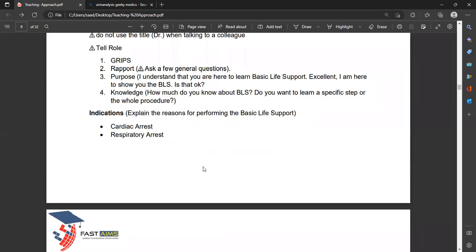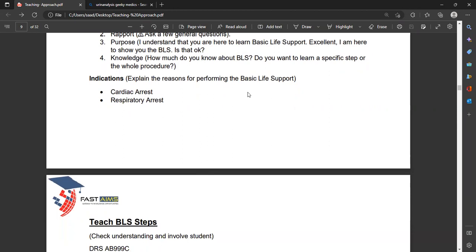And then check knowledge. So Rio, what is your understanding about BLS? What is your understanding about basic life support? What do you already know? Do you know when we perform this BLS? You can ask 1 question among the 3 questions that I have just said. He would probably say, doctor, I do not know anything. In most of the teaching scenarios, the student would say that, doctor, I do not know anything. I want to learn the whole procedure.